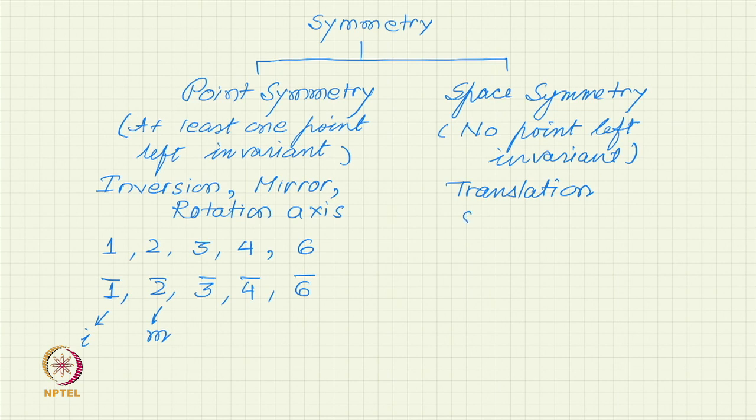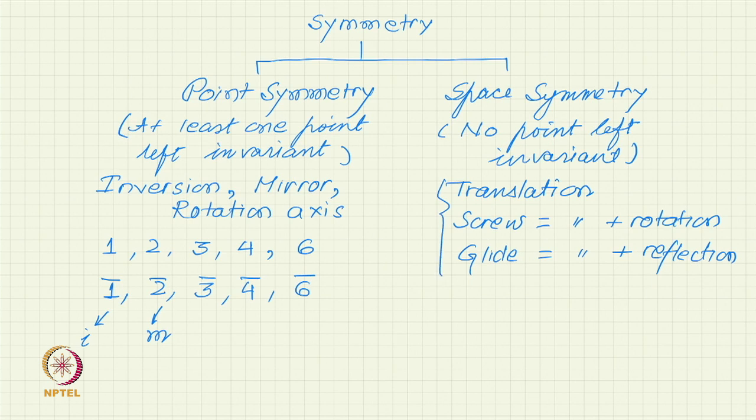Apart from translation, some combinations of translation and rotation also are space symmetry operations. So, for example, you have a screw axis or a screw operation, which is translation plus rotation, or you have glide, which is translation plus reflection. Since all of these involve either pure translation or translation as part of the operation in the case of a screw and glide, they cannot leave any point fixed. So, all these will come under space symmetry.